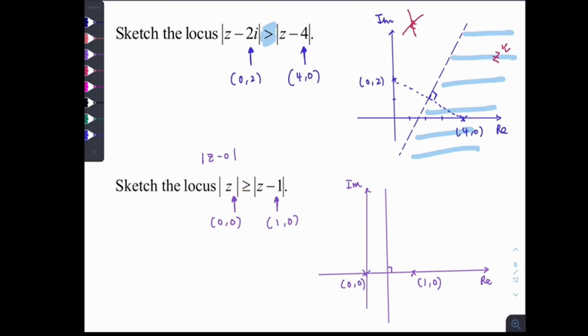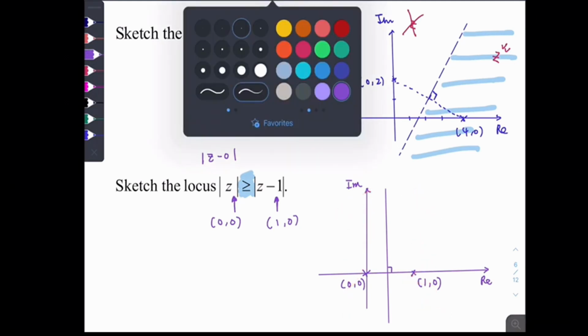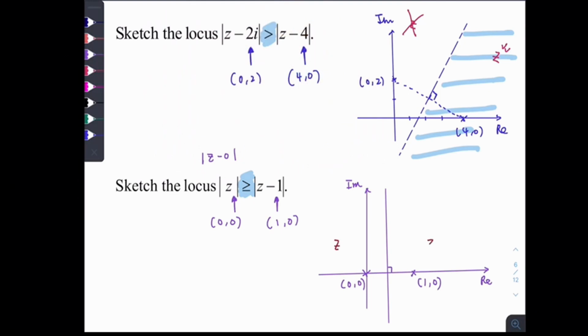Now notice that it's more than. So whether to put the locus at the left hand side or the right hand side, you can use the same method. Put a Z here and a Z here. According to the question, they want the distance between Z and origin to be more than the distance between Z and 1. So let's say my Z is over here, distance between Z and origin compared to distance between Z and 1. Z and 1 is longer, but according to the question, they want Z and origin to be longer, which means the Z is not supposed to be here.